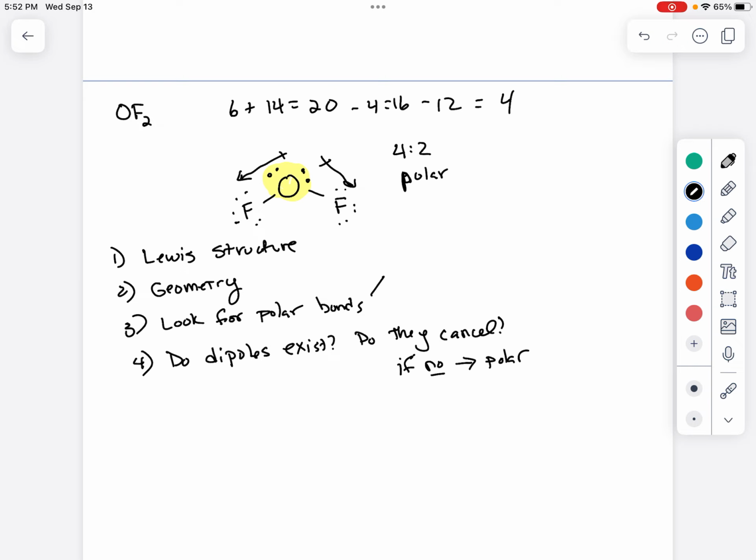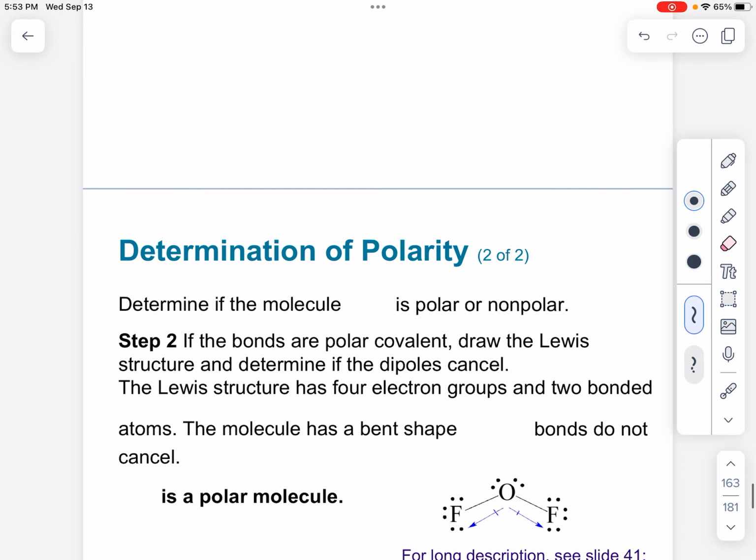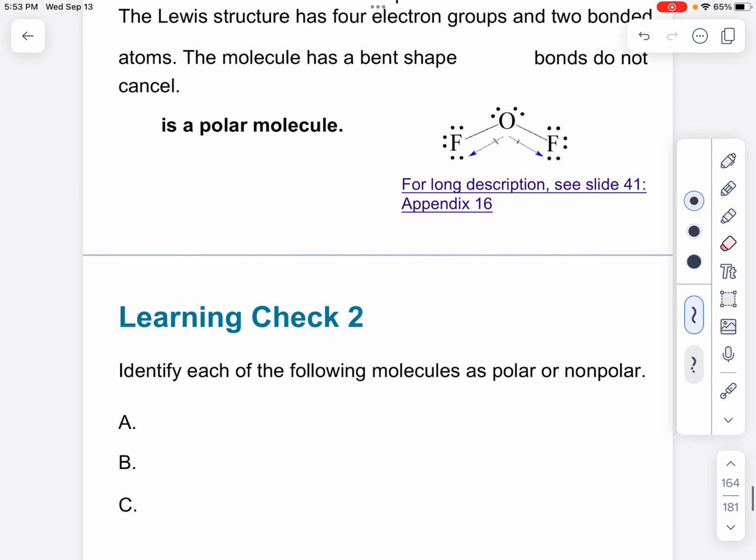We look for polar bonds. If there's no polar bonds, then it's nonpolar. If there are polar bonds, maybe. We have to go to step 4. That's the answer to that.